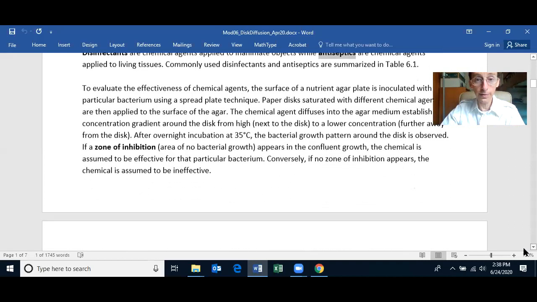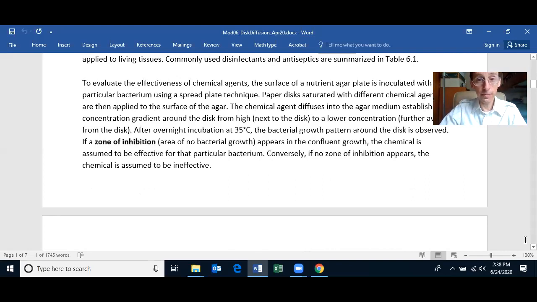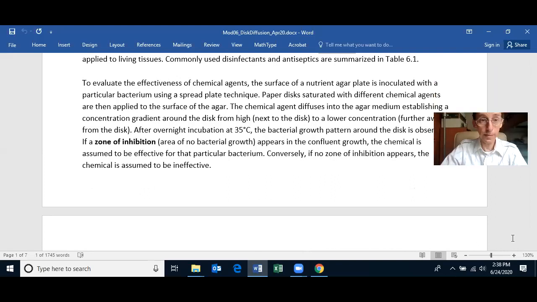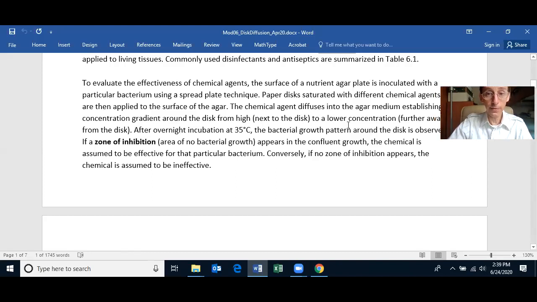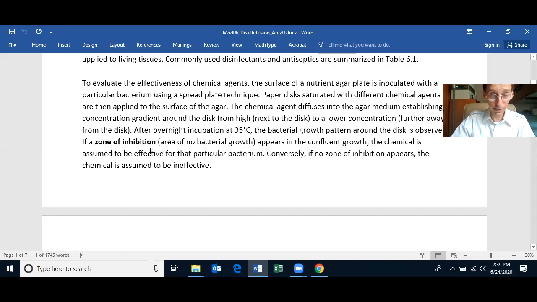Learn how to evaluate the chemical agents. We apply them to the surface of a nutrient agar plate that's inoculated with a bacterium. And usually you have the bacterium on the plate as a lawn of bacteria, meaning it'll grow up everywhere. And then you put the disinfectant or the antibiotics on the plate. After you put your bacteria everywhere, you put the antibiotics or disinfectants in a paper disc, and then you put that paper disc on the plate. The chemical agent then diffuses into the agar medium and establishes a concentration gradient around the disc. So it's highest near the disc, and as you go out further, it gets lower. And you'll see around the disc, if the bacteria is sensitive to that agent, you'll see a zone of inhibition where there is no bacteria growing around the disc.